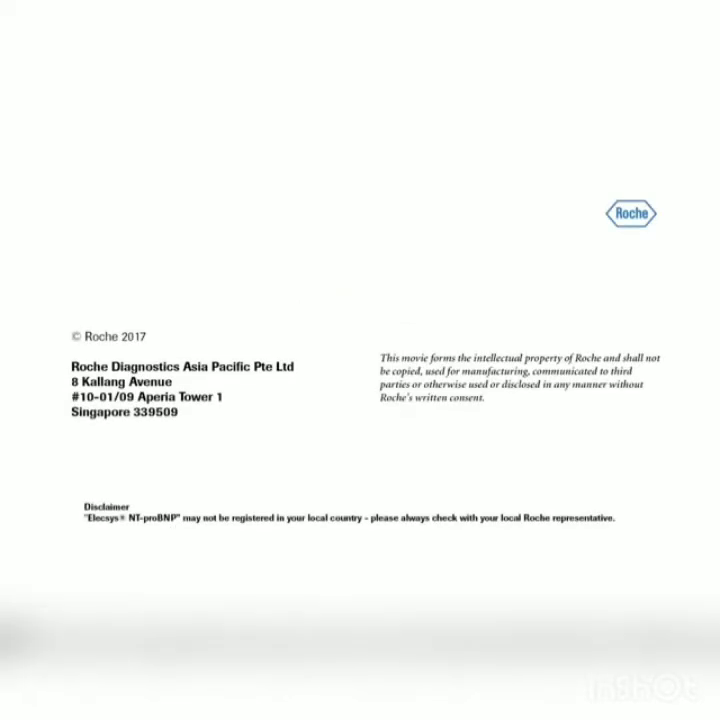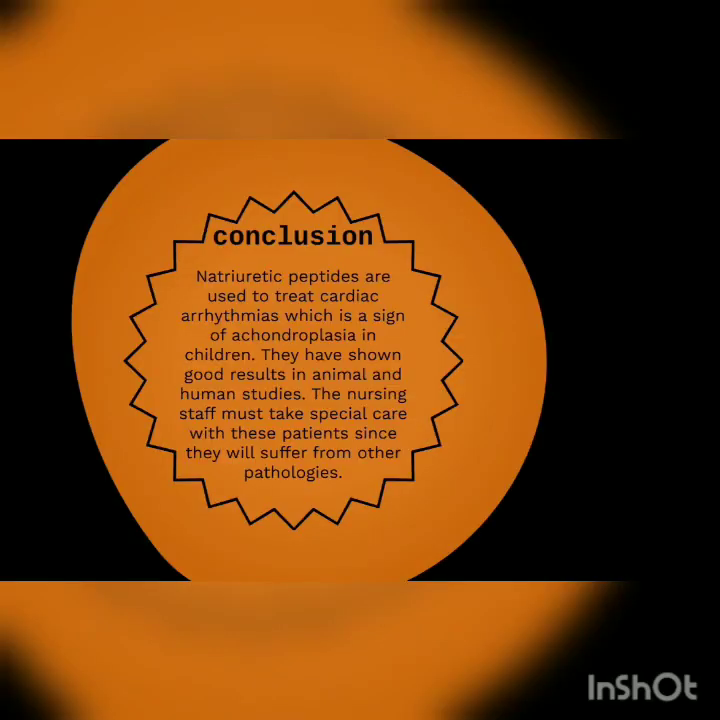Conclusion. Natriuretic peptides are used to treat cardiac arrhythmias, which is a sign of achondroplasia in children. They have shown good results in animal and human studies. The nursing staff must take special care with these patients since they will suffer from other pathologies. Now, the last video.